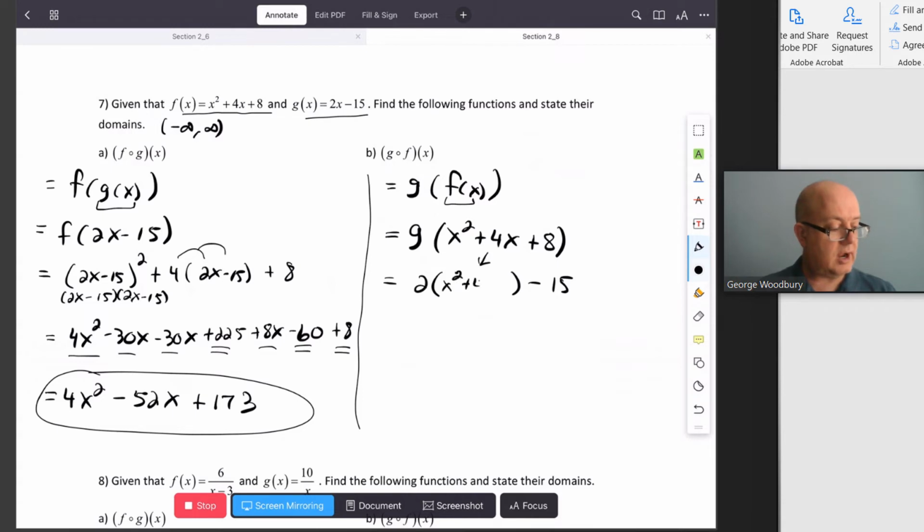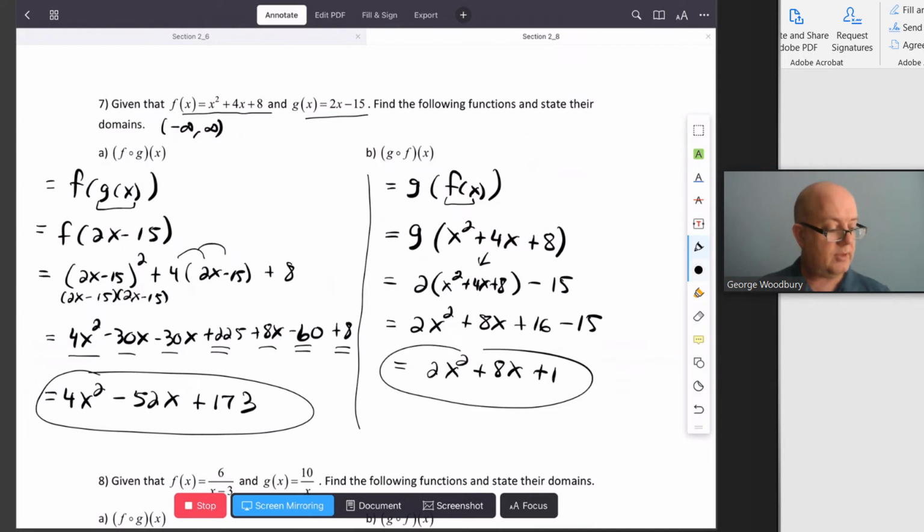X squared plus 4x plus 8 goes in the parentheses. All we have to do here is distribute and combine like terms. Distribute the 2 to get 2x squared plus 8x plus 16 minus 15. Combine like terms, and we get 2x squared plus 8x plus 1. And if we compare that back to the first problem, we see that the results are different. So one more time, the order that you work in is really important.